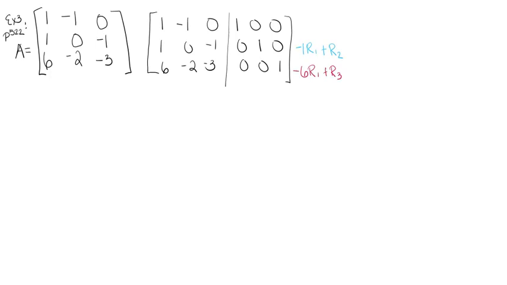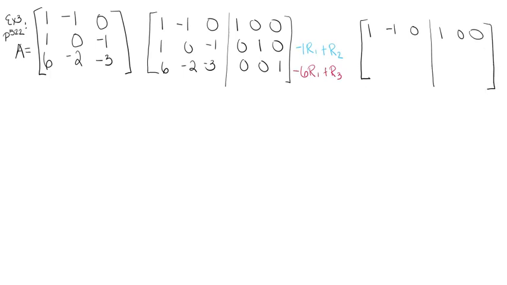Row 1 is going to stay the same. So I'm going to rewrite my next matrix right next to it, and I'm going to only change row 2 and row 3. So I'm going to write row 1 first: 1, negative 1, 0, augmented with 1, 0, 0 here.